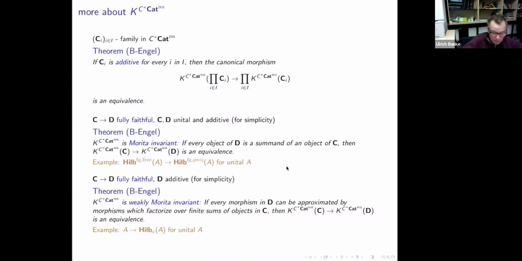This we have used in one of the calculations. If we want to calculate the K-zero of this category, then it's the same as the K-zero of A. This has been used in some previous slide. Okay, that's what I wanted to explain. Thank you very much.